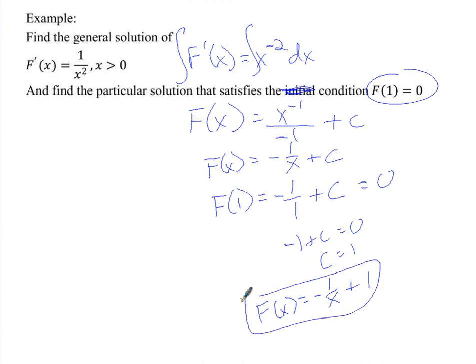So be careful. Don't just assume that the initial thing that you're given here, or this condition that you're given, is actually the initial condition. It's not necessarily the y-intercept. It's only the y-intercept if f at 0 is what you're given. Okay? So that's kind of tricky. You do need to substitute in.